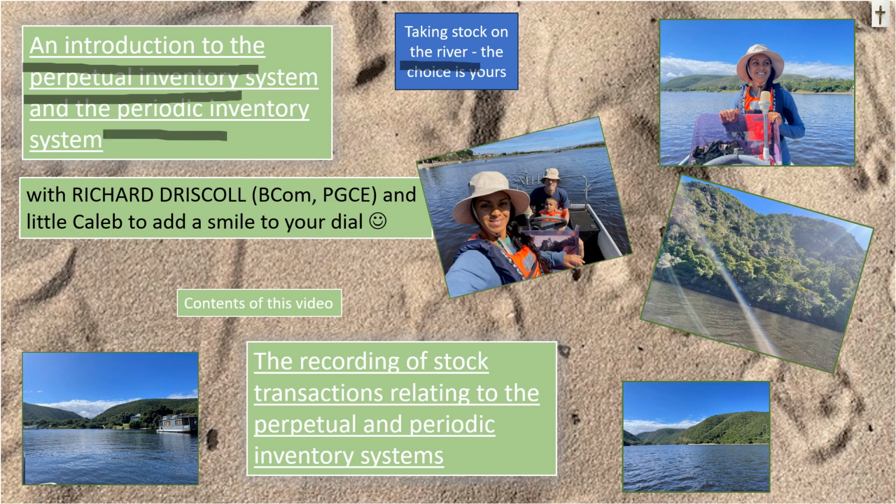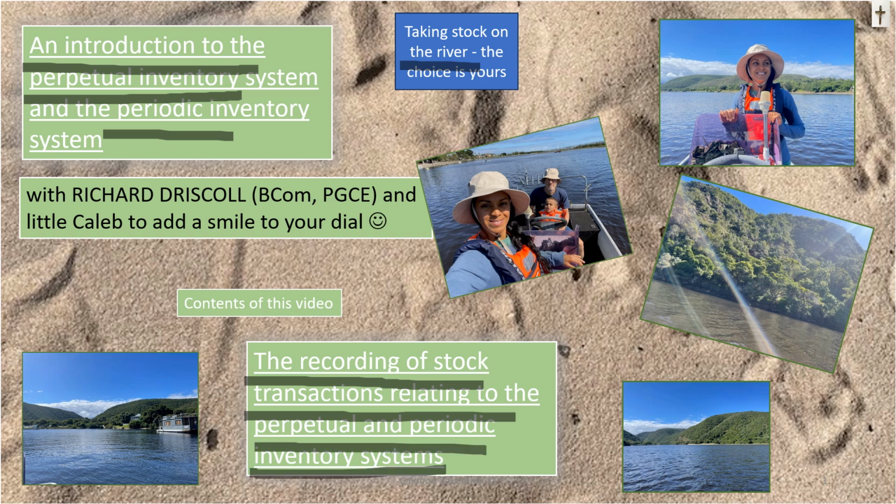In this video, I'm going to look at an introduction to two stock systems, two inventory systems, the perpetual and the periodic inventory system. I'm going to compare a few transactions between the two systems. Basically, the inventory or stock systems are different ways of keeping control of the stock in your business. It's very important to keep control of the stock, and I'm going to show you the perpetual inventory system and the periodic inventory system. This is just a basic introduction to the two systems. I hope you enjoy the video.